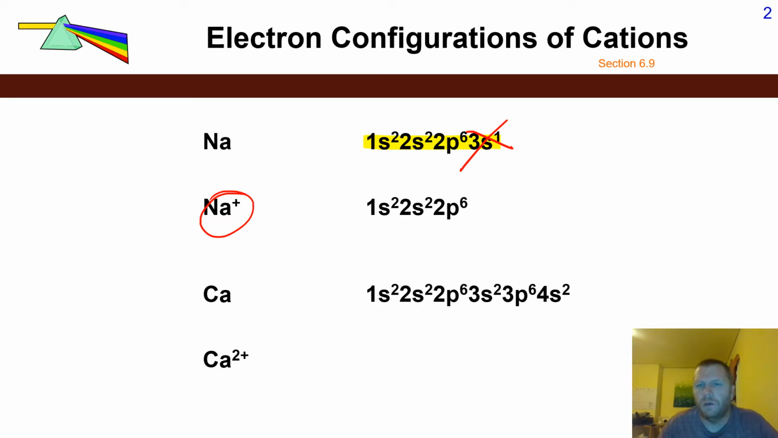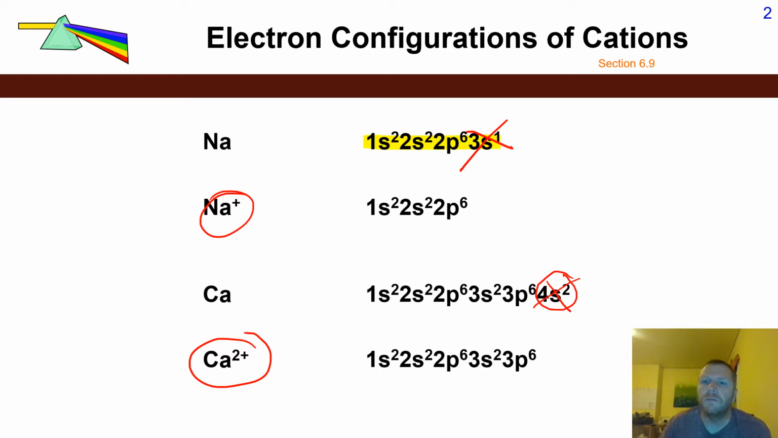Calcium. Well, calcium has a full 4s, but let's look at that. Calcium is going to become oxidized to form the Ca2+ cation. It's going to lose two electrons. It's going to lose those two valence electrons in the 4s orbital. And so there is the electron configuration for a calcium cation.